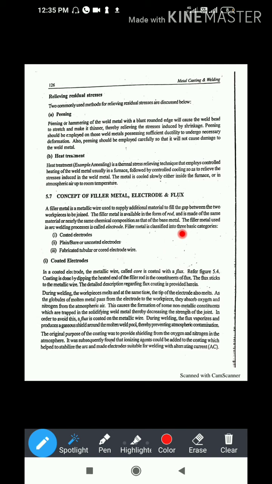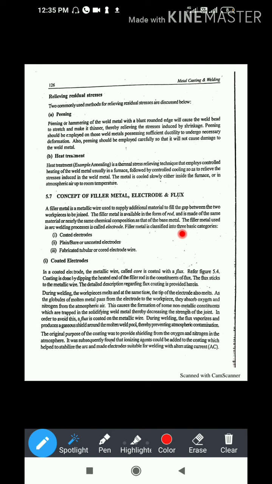The filler metal is available in the form of a rod and is made of the same material or nearly the same chemical composition as that of the base material. The filler material used in arc welding processes is called an electrode. So that filler material which is used in arc welding is called an electrode. The filler metal is classified into three basic categories.